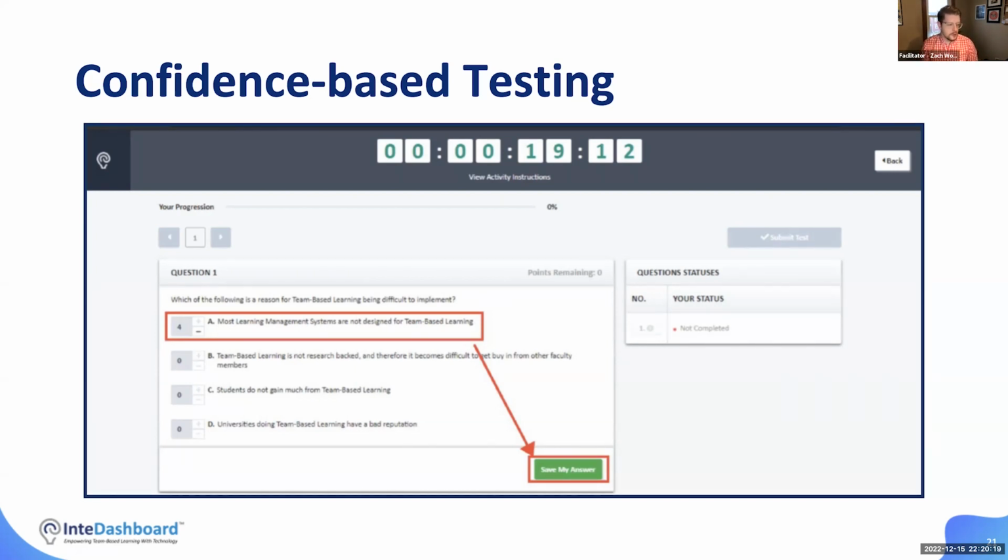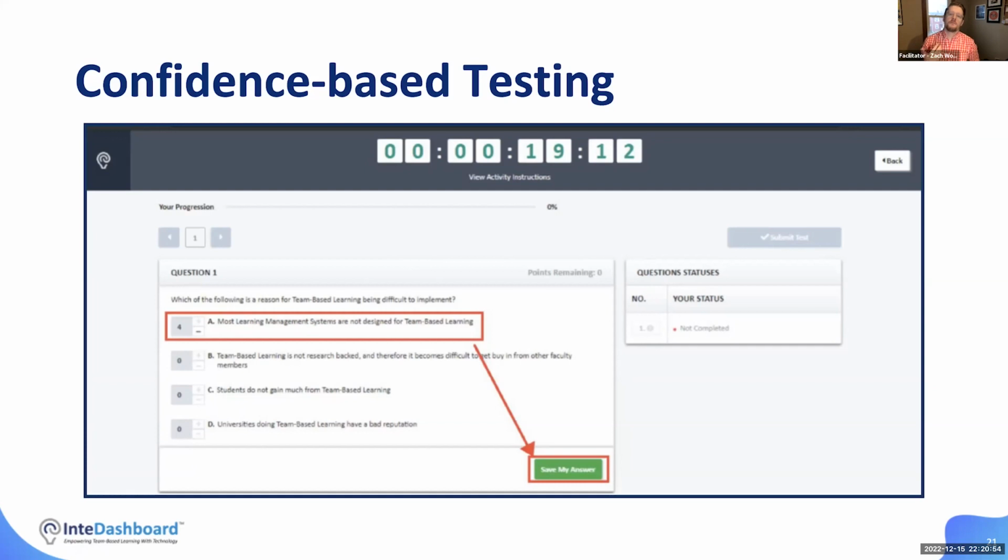Something I should have mentioned earlier is this confidence-based testing is optional on the InteDashboard platform. So you do not have to leave this turned on all the time. There are certainly some situations where I think it's very appropriate to include this metacognitive process in your testing, and other instances where it might not be appropriate. For instance, I had a colleague who once did confidence-based testing on a midterm, and that was a mess because she really struggled then to show what students actually know. That's a much more definitive thing.